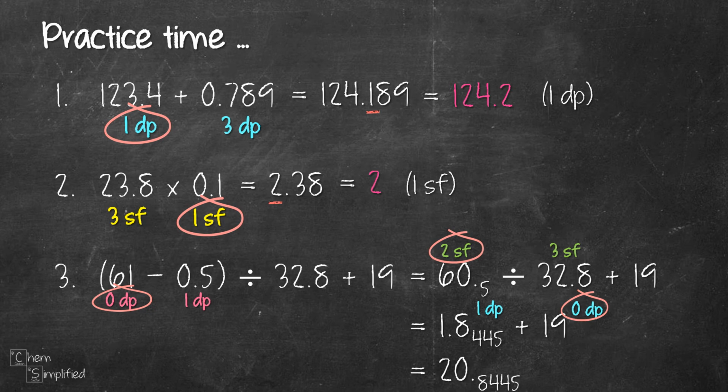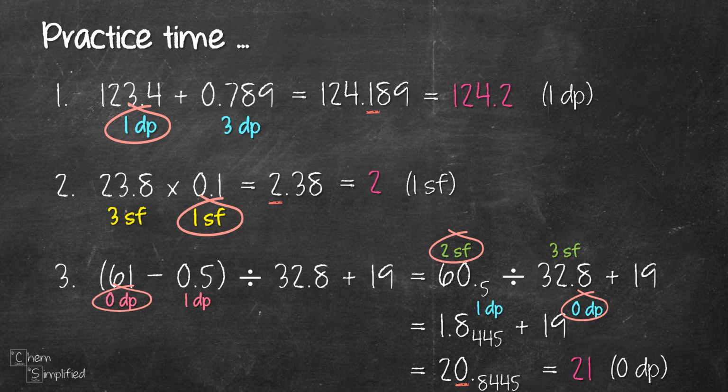So 0 decimal place means we don't need anything that comes after the decimal point. So we look at it, it's 8. Since 8 is 5 and above, we need to round up. So that's going to give us 21 as our final answer in 0 decimal place. That's the answer that we have for all the 3 questions.